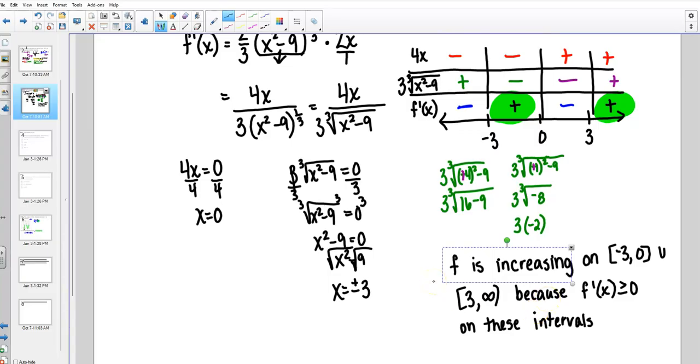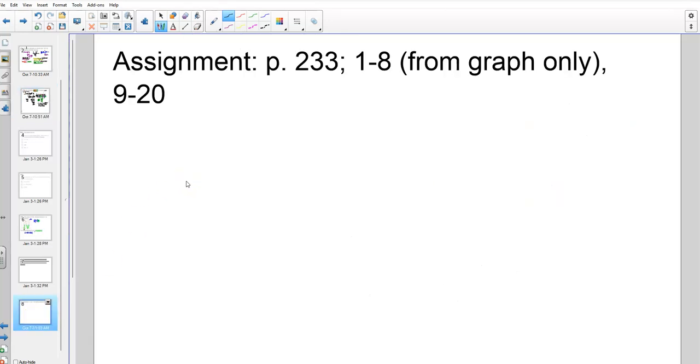Alright, so we could have done more practice with that, but I think you'll have enough to be able to do the assignment that goes with this. For 1 through 8 on page 233, it's from a graph. So you are just doing the problems from a graph, and it gives you the graph of the function. So it's more like pre-calc right there. That should be quick.